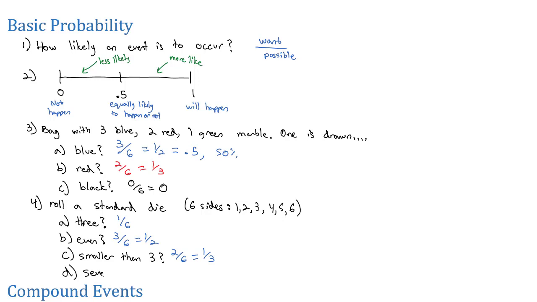What if I want to roll a 7? Well, there are no 7s on the die, so 0 out of 6, or 0 probability that I would roll a 7 because it's not going to happen. Basic probabilities tell us how likely an event is to occur. We take what we want and divide it by the number possible.